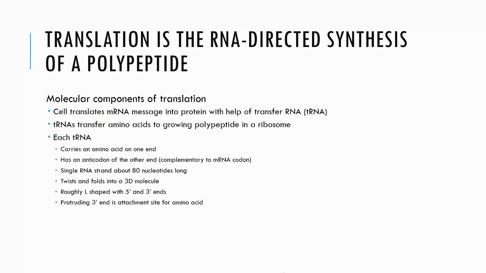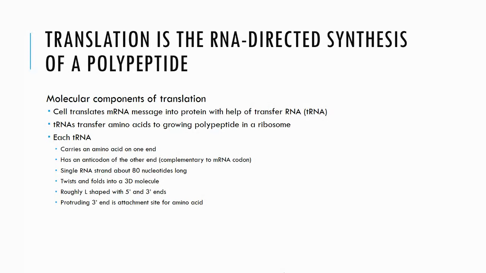The cell translates mRNA message into protein with the help of transfer RNA, or tRNA. tRNAs transfer amino acids to the growing polypeptide in a ribosome, which is why it's called tRNA. Every tRNA carries an amino acid on one end, and has an anti-codon on the other end that will be complementary to the mRNA codon. For example, if the mRNA codon is AUG, the tRNA's anti-codon will be UAC.